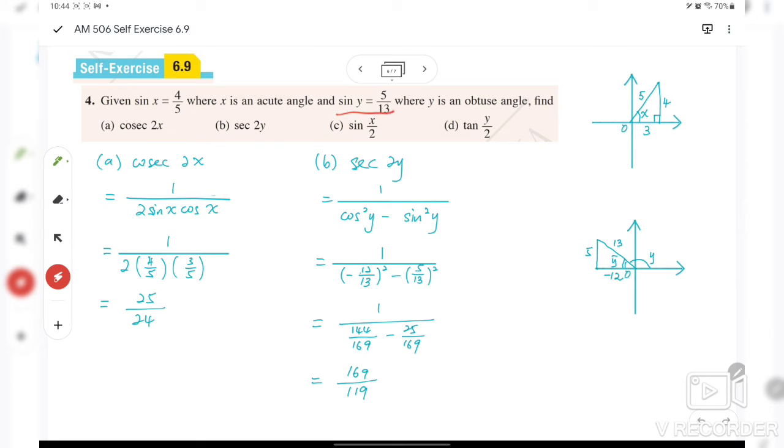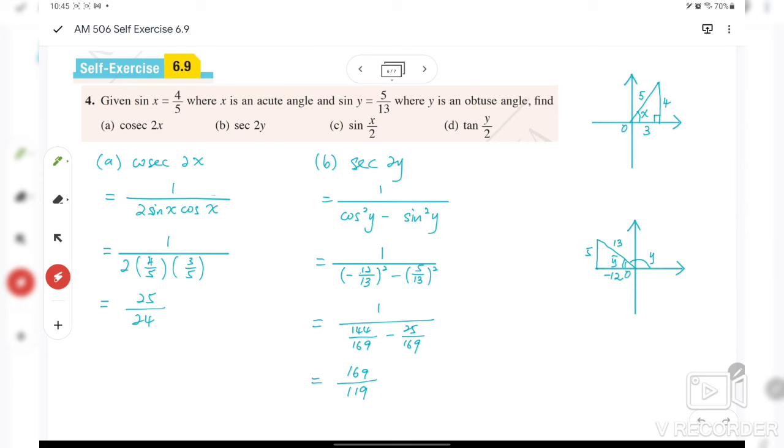Then sine y equals 5 over 13, where y is an obtuse angle. So an obtuse angle is an angle greater than 90 and less than 180. So we know y is in the second quadrant. In the second quadrant, we can get our reference angle here. By sketching the triangle of y, we have opposite 5 and hypotenuse 13, and we can calculate the adjacent. Remember to put a negative for your adjacent because it is on the left of the Cartesian plane.